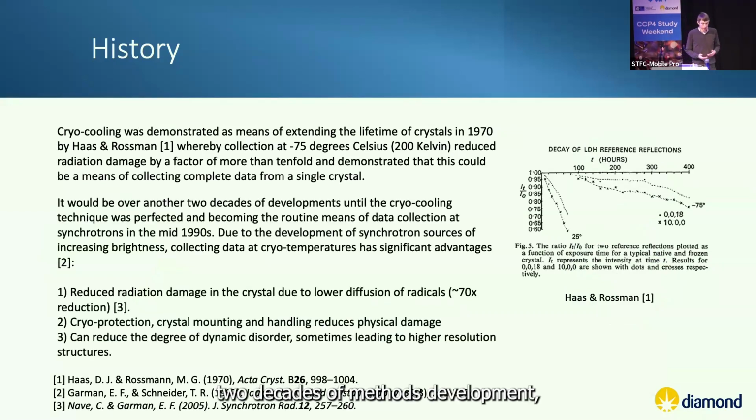It then took over another 2 decades of methods development and experimental development until this cryocooling technique became standard. So by the mid-1990s, this was the standard means of collecting data at synchrotrons, and this is due to a number of advantages that cryocooling brings. As the synchrotrons got brighter, cryocooling reduced the radiation damage by lowering the diffusion of radicals which cause damage within the protein structure. And you get about a 70-fold reduction.